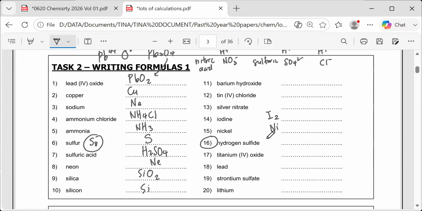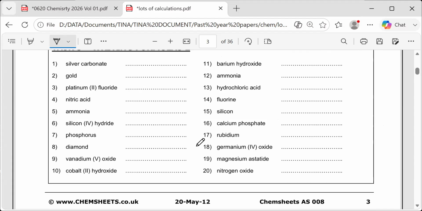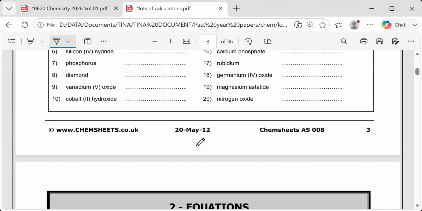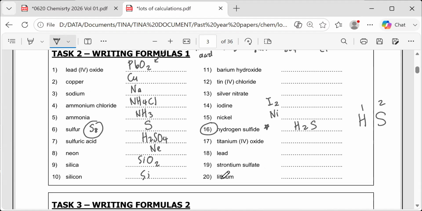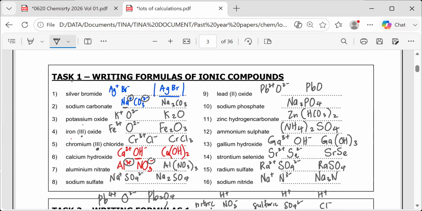This one, how do you do it? This kind of question, where it's non-metal and non-metal, you look at the valency. So hydrogen needs one more electron to achieve a full outer shell. Sulfur is in group 6, it needs 2, right? So you do like that and then you swap. So it's H2S. Do you think you can finish the rest as homework? Not very difficult. You can take it home and do it. Very simple.